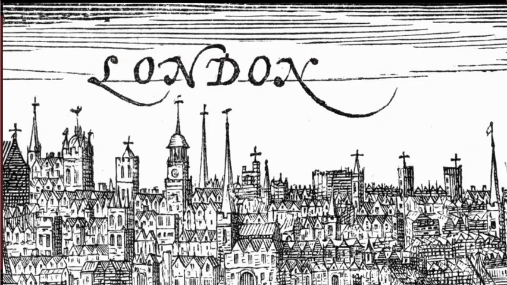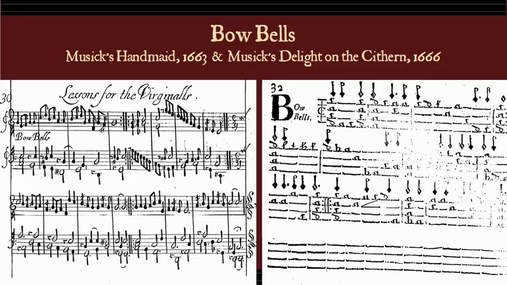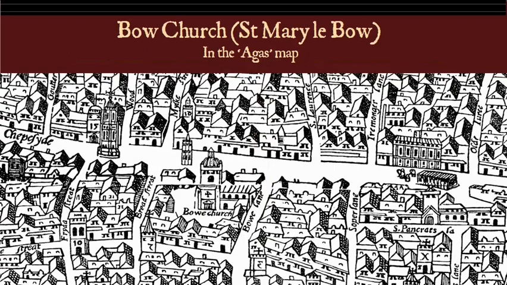17th century London was full of churches, and Playford's Dancing Master reflects this with dances called All Church, St Albans, St Bride's, St Catherine's, St Dunstan's and St Martin's. There's also a short piece of music called Bow Bells that appears in Music's Handmaid and in Music's Delight on the Cittern. These were the bells of St Mary le Bow, just by Cheapside, and they were said to be so loud that they could be heard as far away as Hackney Marshes, or, according to legend, Highgate, where Dick Whittington heard them calling him back to London.